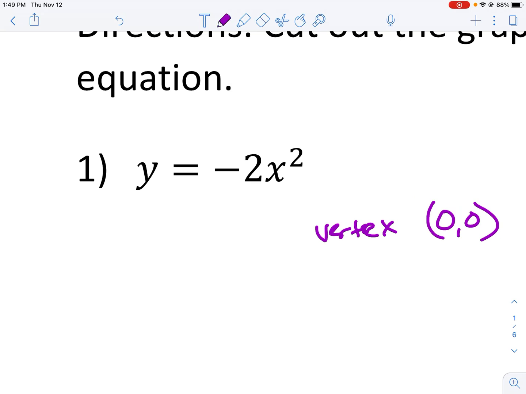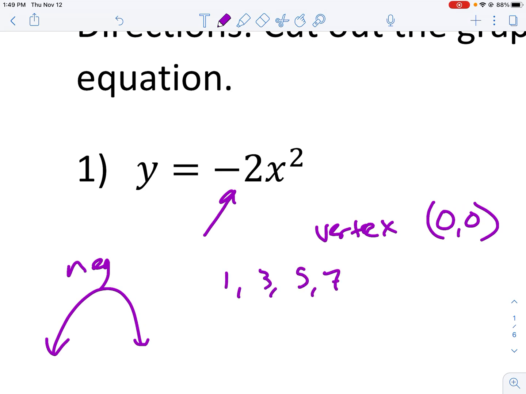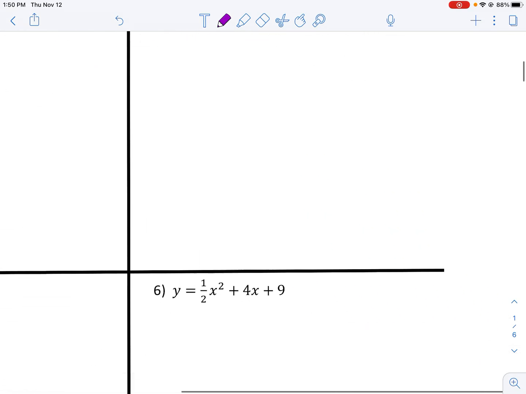And this a value, though, is negative 2. Since it's negative, that lets me know it's going to be upside down. And the 2 there lets me know the slope is twice as much. So instead of going down 1, 3, 5, 7, it's going to go down 2, 6, 10, 14. And so you're looking for a graph where the vertex is at the origin, in the center there, and it's going down twice as much. So you just find the graph that has that and mark it.